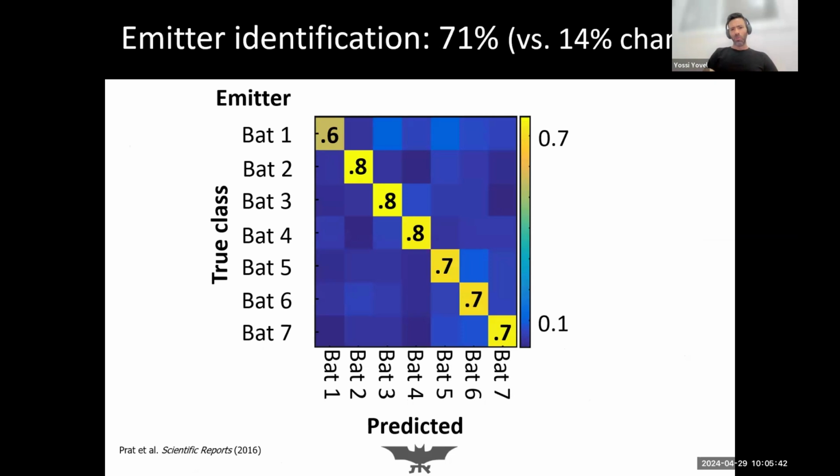This is the confusion matrix. For those of you who don't know, we have the predicted individual or the predicted category versus the true category. If the diagonal is high, is positive, is bright, this means we're doing well.